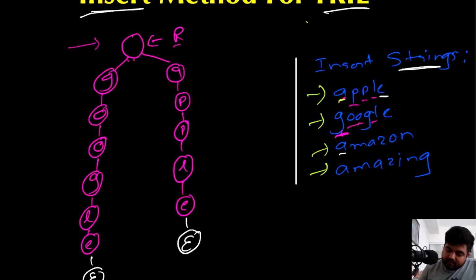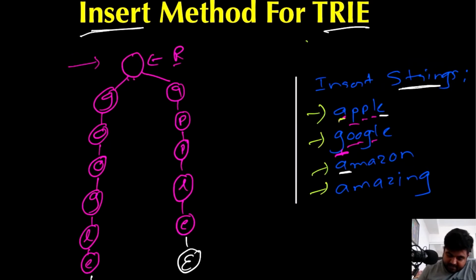Okay, now things become a little bit interesting with the word Amazon. For this word, when we start checking whether A is a child of the root node or not, we find that A is already a child. So we keep moving on to the next character. First, this A is already present, so we ignore that.